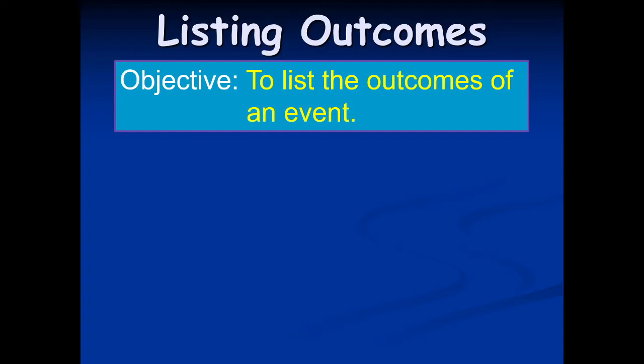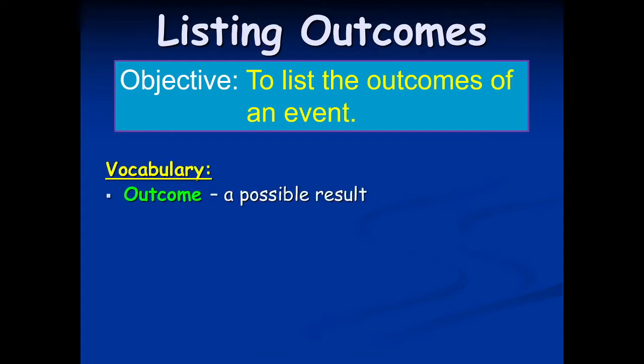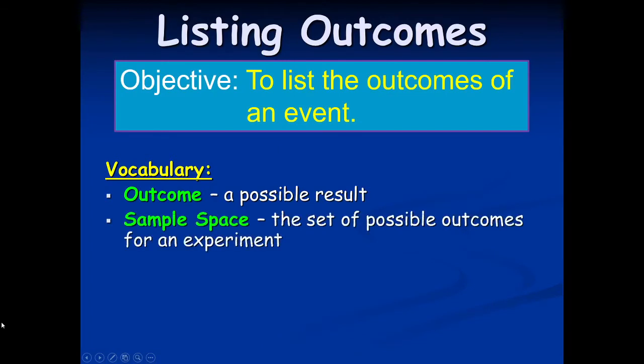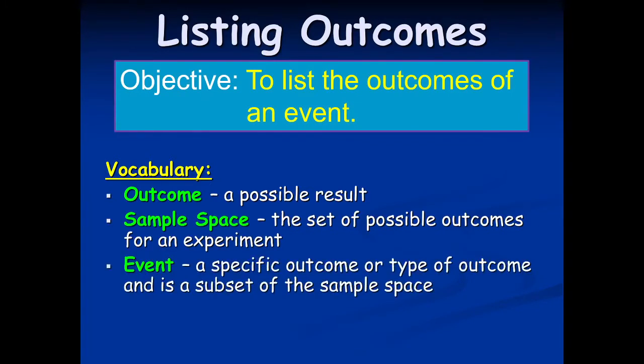For our session today, we will have listing outcomes, and this will be our objective for this session, to list the outcomes of an event. Now, let's have the following terms first. Let's define some terms. So we have outcome, a possible result; a sample space, the set of possible outcomes for an experiment; an event is a specific outcome or a type of outcome and is a subset of the sample space. We will go through all of these as we go on with our lesson for this session, okay?